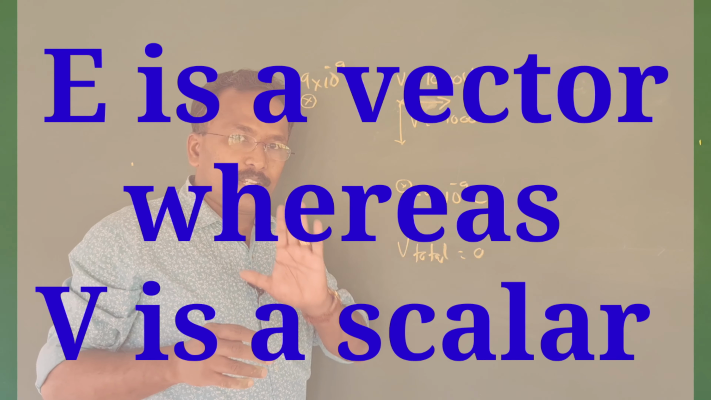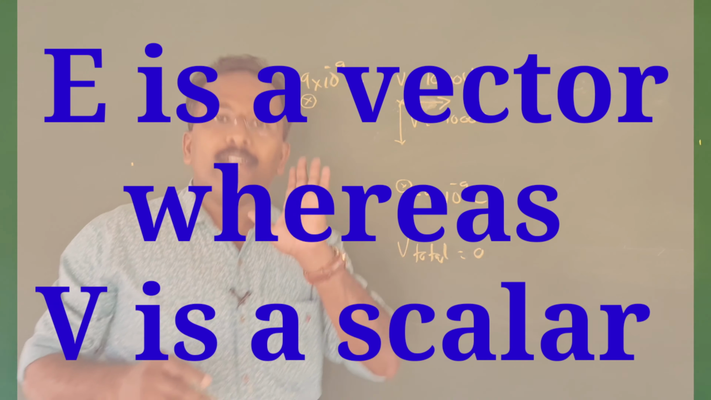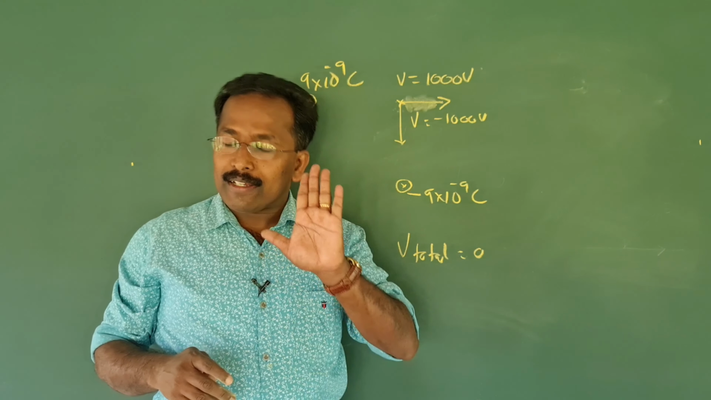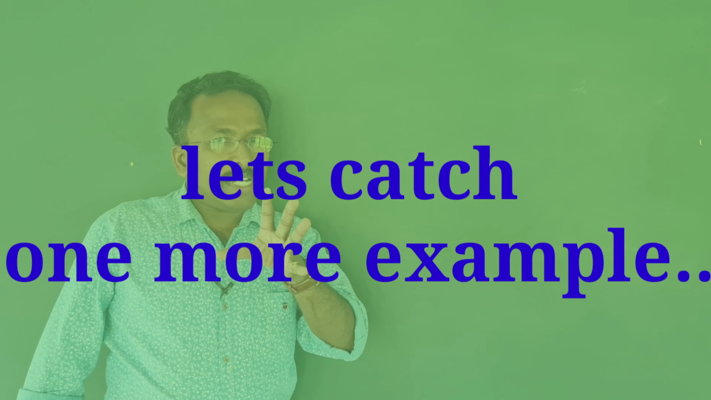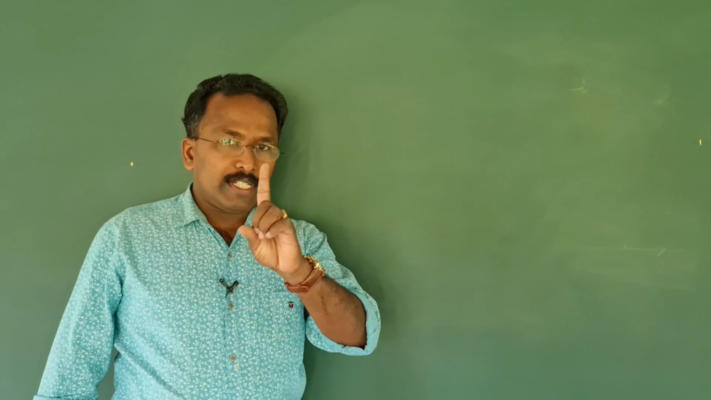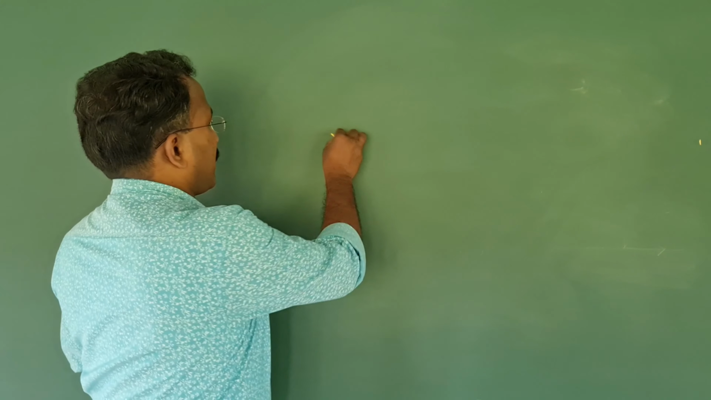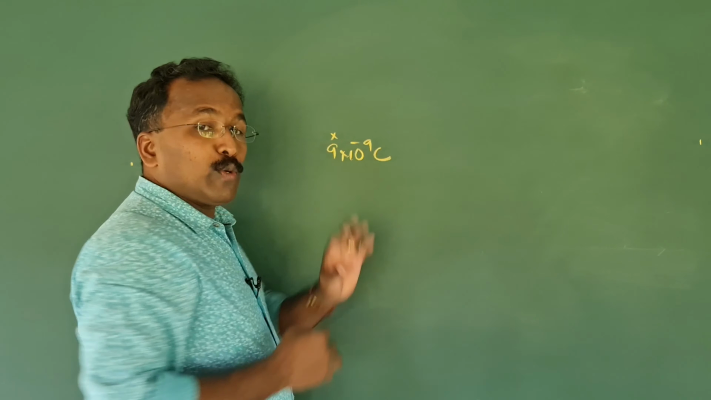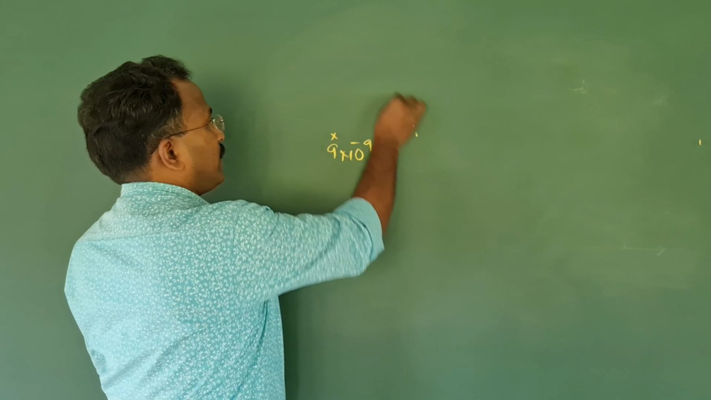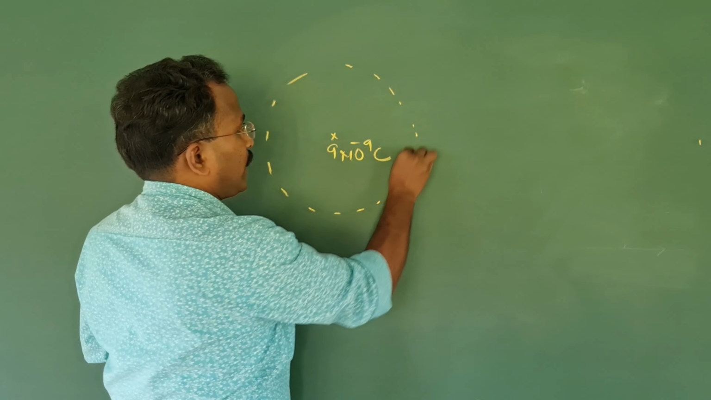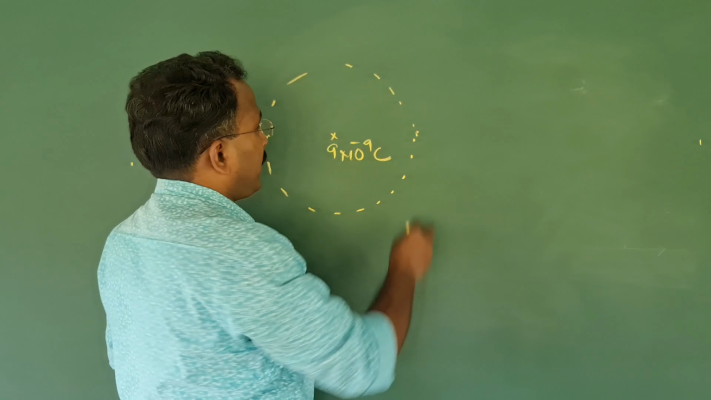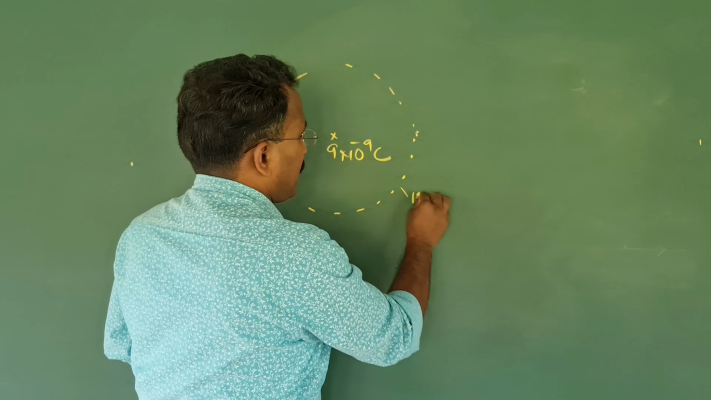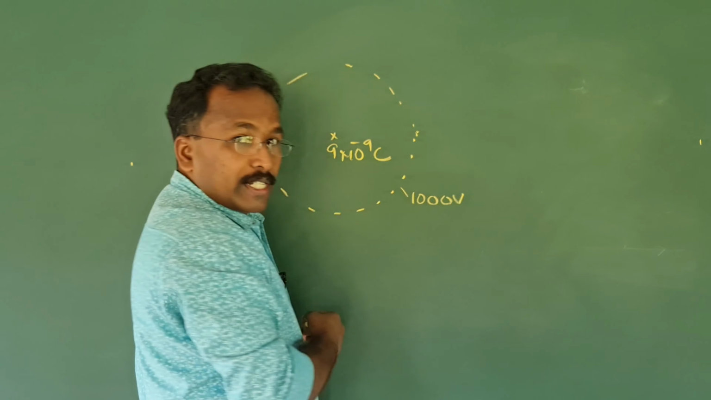The idea is electric field intensity is a vector, whereas electric potential is a scalar. For understanding another concept, we take one more example. Again, a 9 into 10 raised to minus 9 coulomb charge. At 9 centimeter here, I am drawing an equipotential surface. The surface potential is 1000 volt.